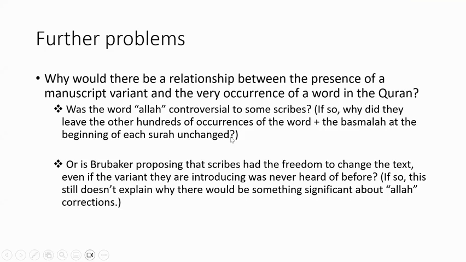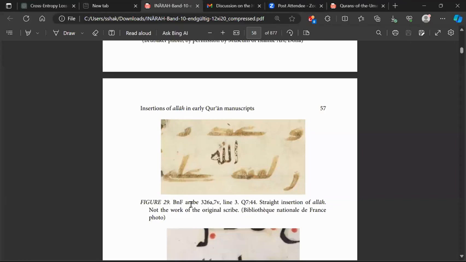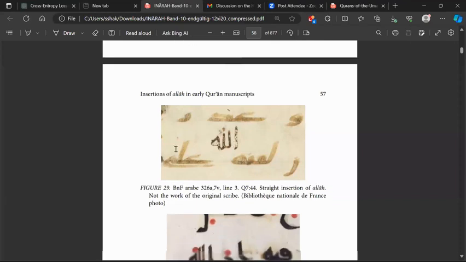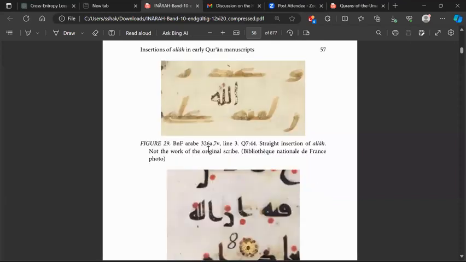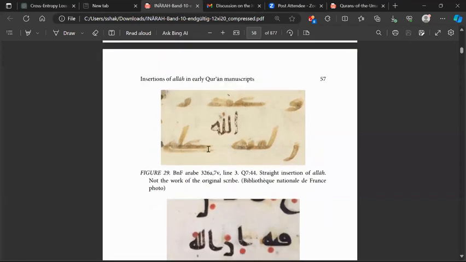If you look at Brubaker's work, any of his work, the actual portion that he spends discussing the variants is very little. I'm sorry, it keeps changing my screen. Yeah. So if you look at this, for example, all he does is say the word Allah is inserted, not the work of the original scribe. Okay, but anyone can tell that.